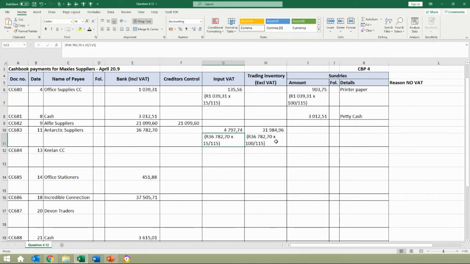Then on the 13th, we said trading inventory was purchased for 37,154 rands and 24 cents, but then our supplier actually gave us a 10% trade discount. So you can tell me what is the amount that will be included in our bank account. You can do your calculation in the chat function. So if I bought inventory that's worth 37,154 rand, but I get a discount of 10%, how much did I actually pay for that inventory?